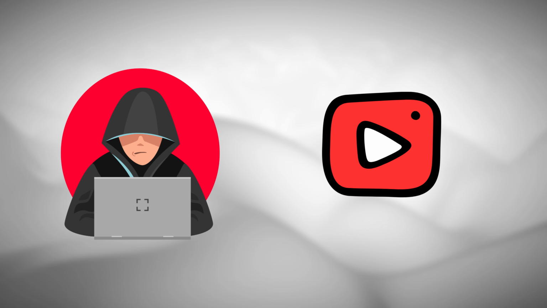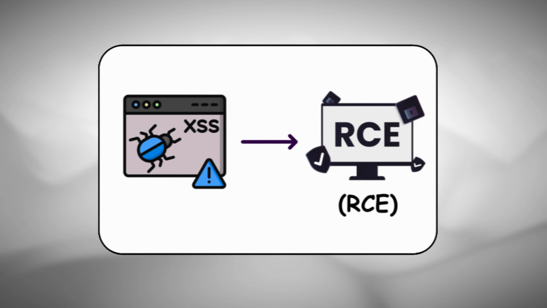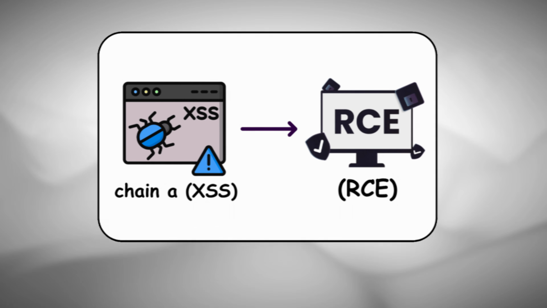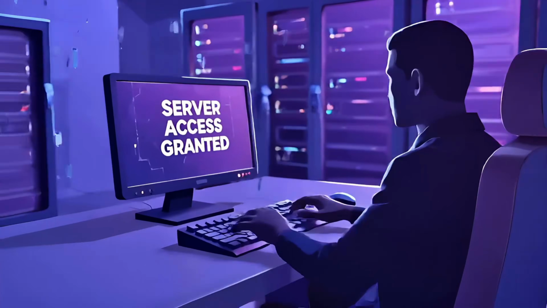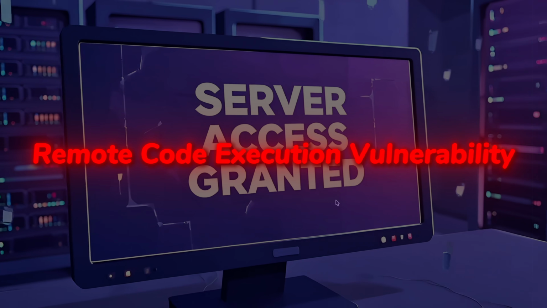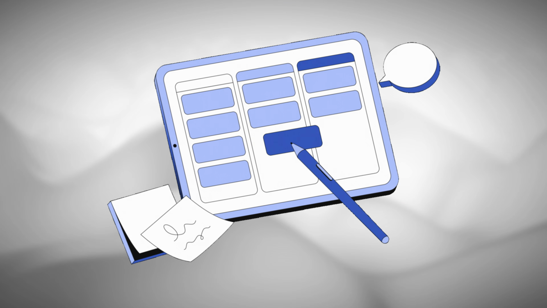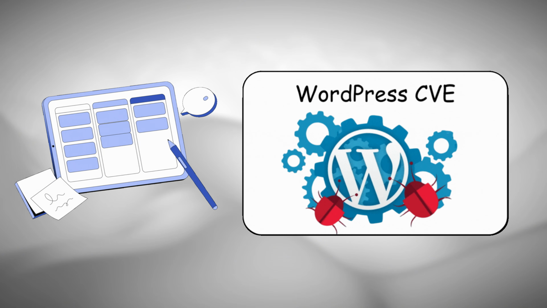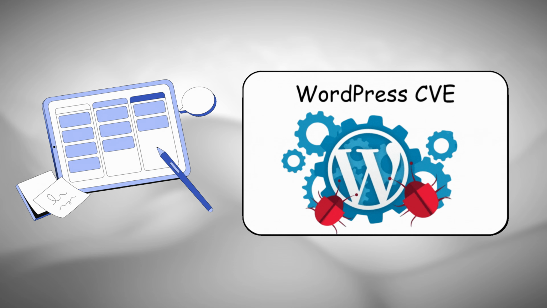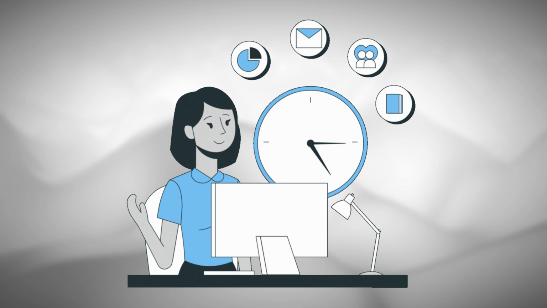In this video, I'm going to talk about how we can chain a cross-site scripting into a remote code execution vulnerability and eventually get access to the whole server. So basically, we're going to compromise the whole server using a remote code execution vulnerability. And the methodology that I'm going to show you is very much similar to what we have recently seen in the WordPress CVE, right? And we're going to see through a practical demonstration how this can happen.